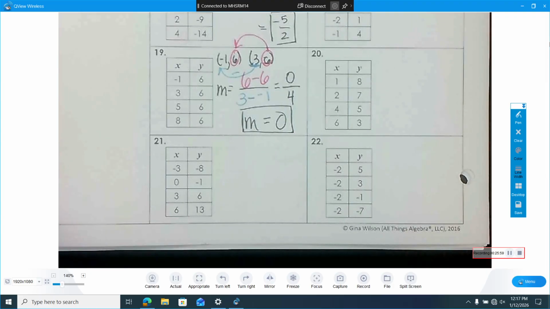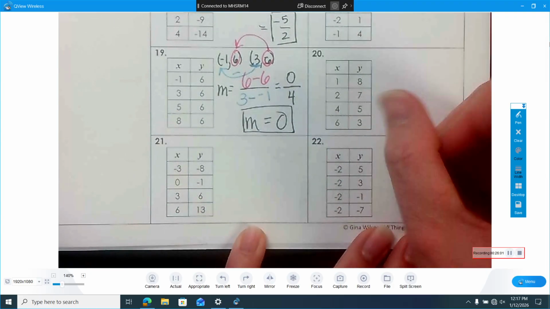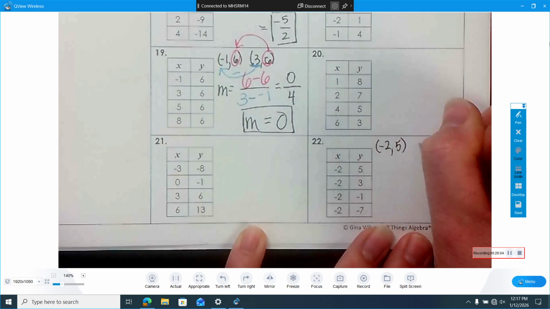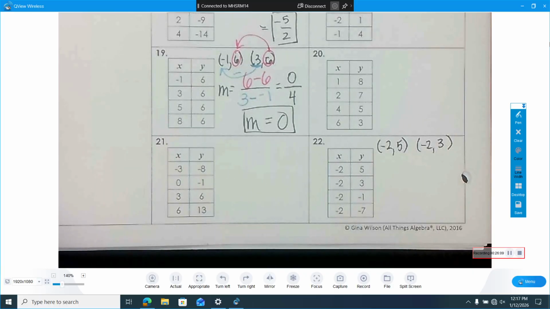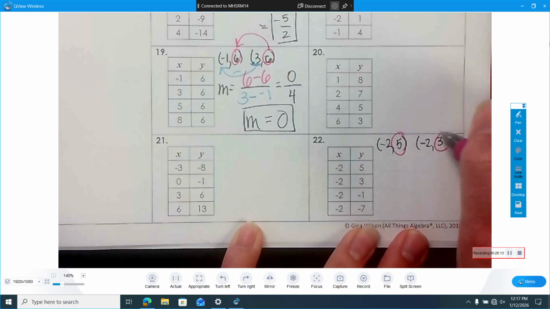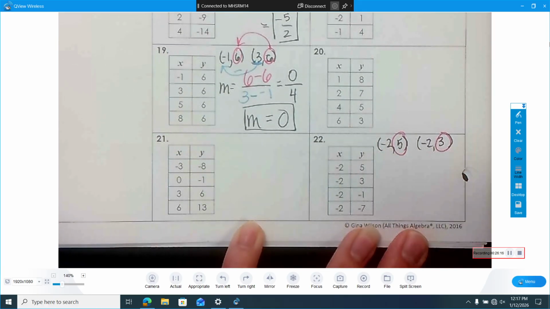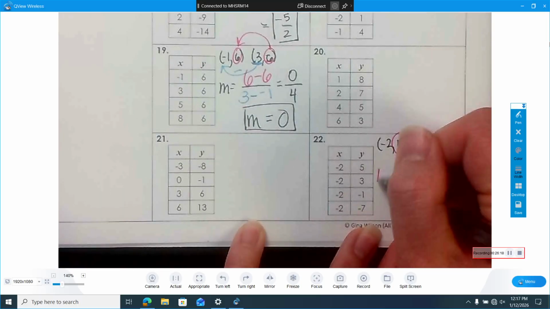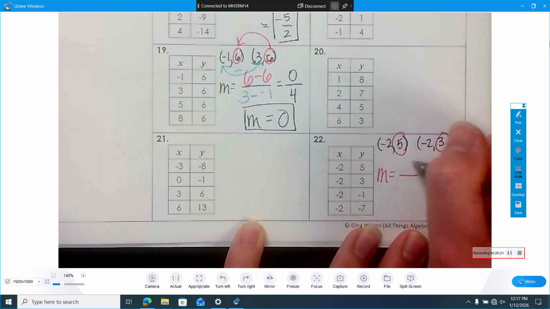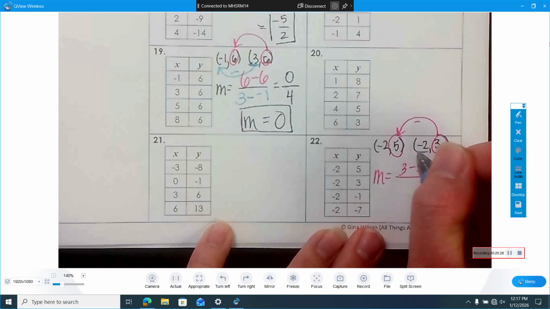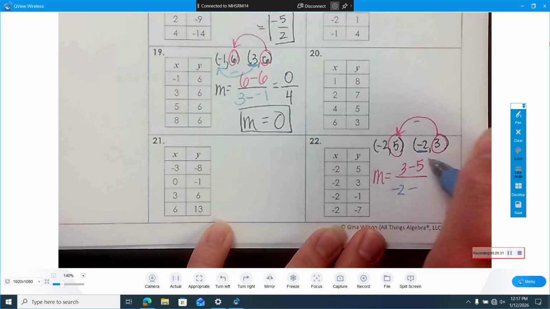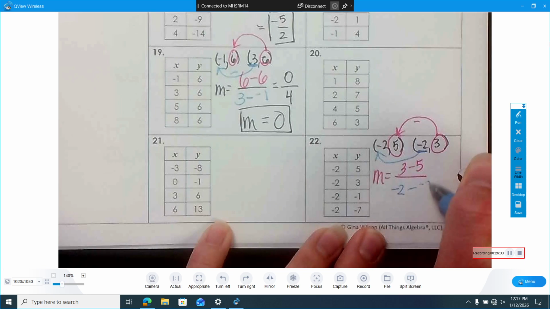Okay, last one. Number 22. Again, I can pick any 2 points. Negative 2, 5 and negative 2, 3 are the first 2. You could pick any 2. Doesn't matter. And then I'm going to circle my y's because that's what I want to start with. Rise with the y's. So I have my slope as a fraction. I'm going to start with the 3 and subtract the 5. And then on the bottom, I'm starting with the negative 2, and I'm subtracting the negative 2.